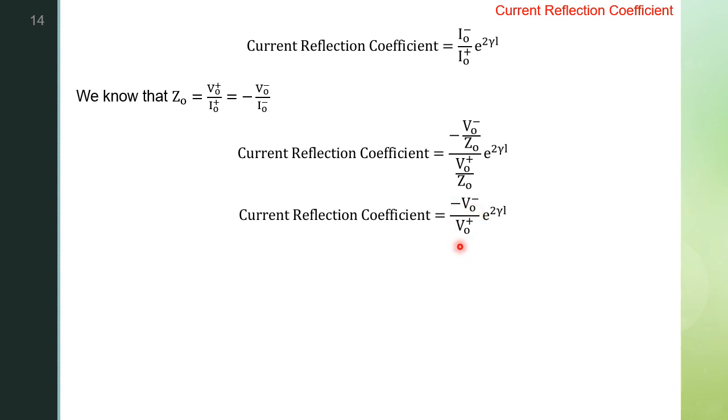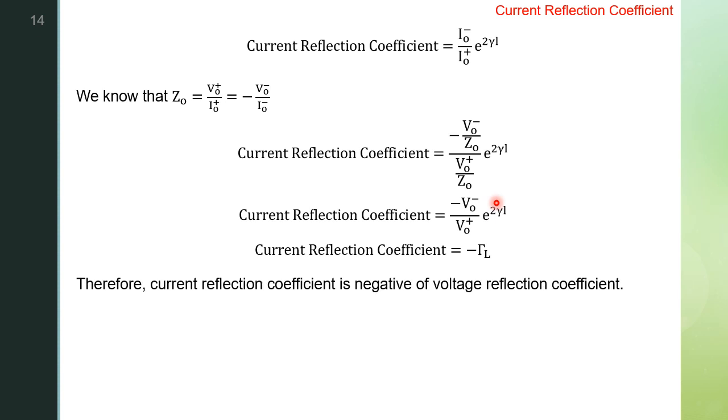You will get it as minus V naught minus by V naught plus e raised to 2 gamma L. When you observe this expression, V naught minus by V naught plus e raised to 2 gamma L, it is same as voltage reflection coefficient. Hence, you will get that the current reflection coefficient is the negative of voltage reflection coefficient. So that is the relation between voltage reflection coefficient and current reflection coefficient.